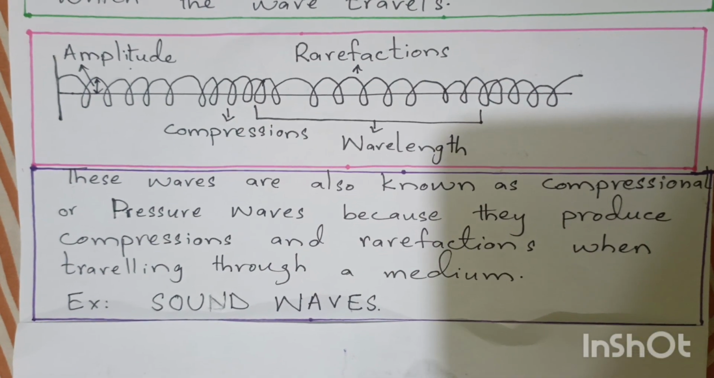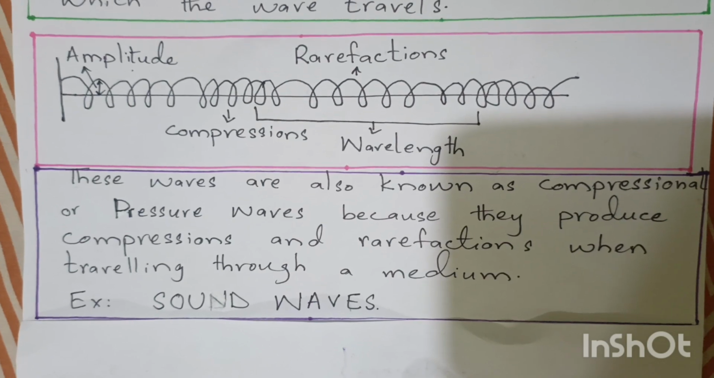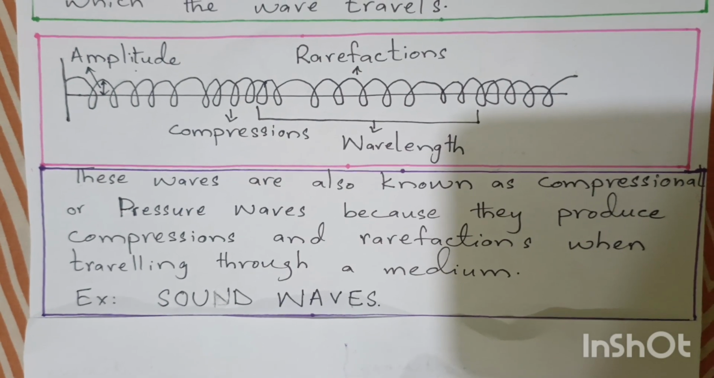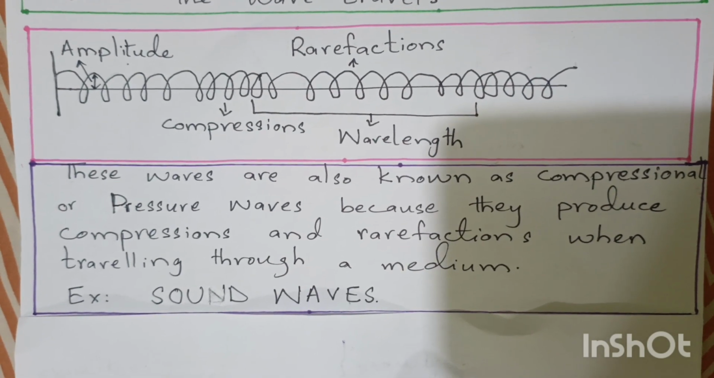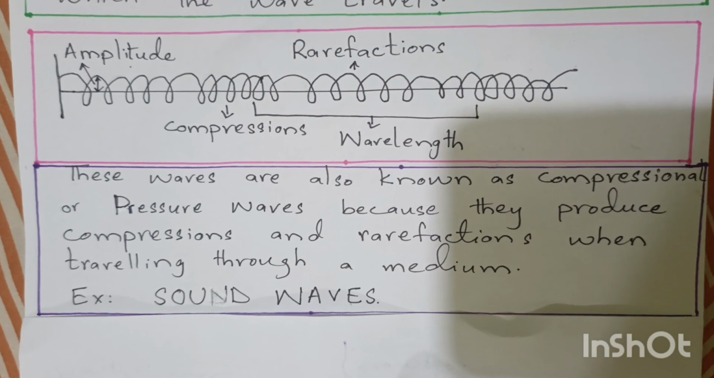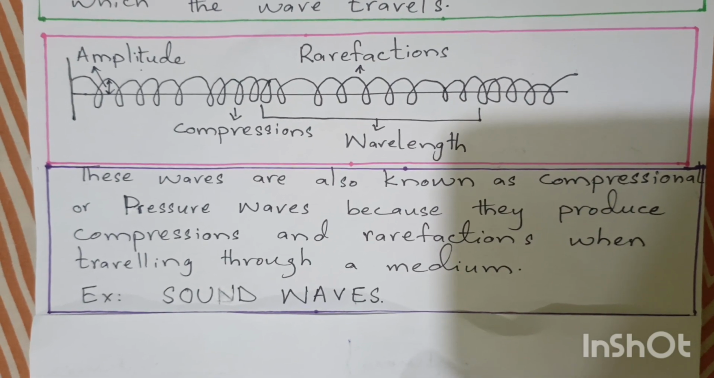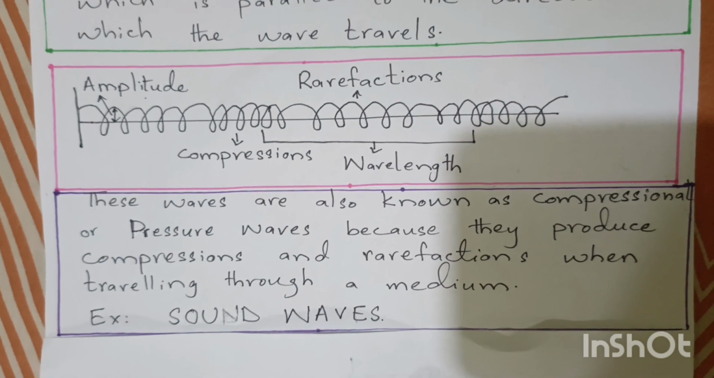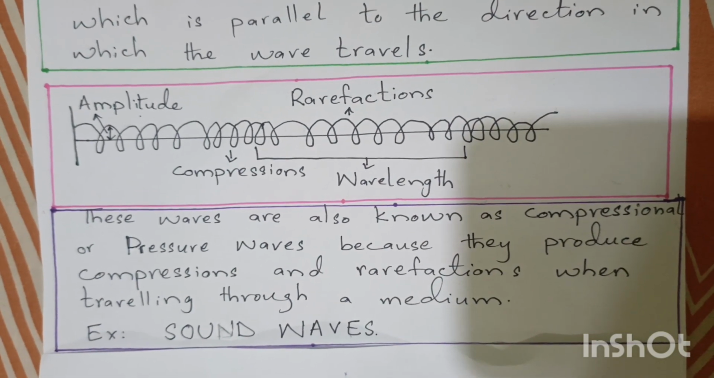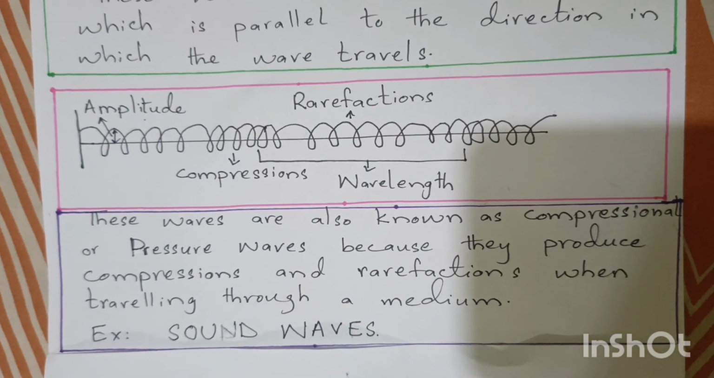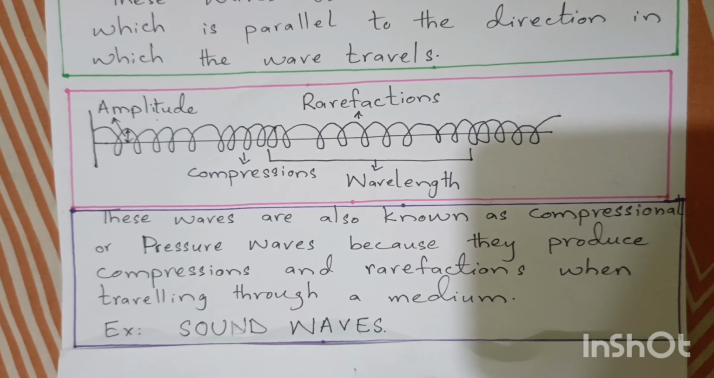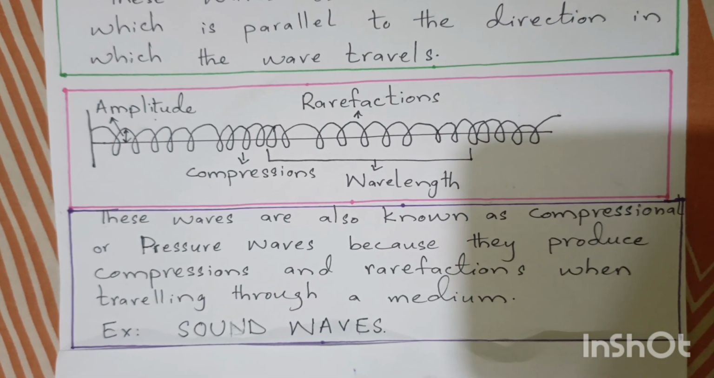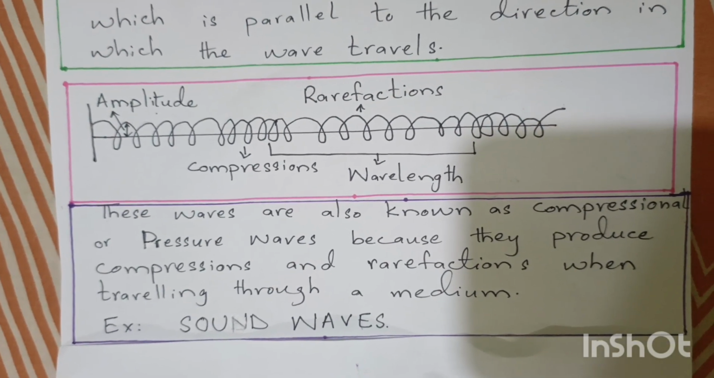As you have studied that compressions and rarefactions are formed in longitudinal waves, these waves are also known as compressional or pressure waves, because they produce compressions and rarefactions when traveling through a medium. An example of longitudinal waves is sound waves. You can hear the sound of a drum or a person talking to you.